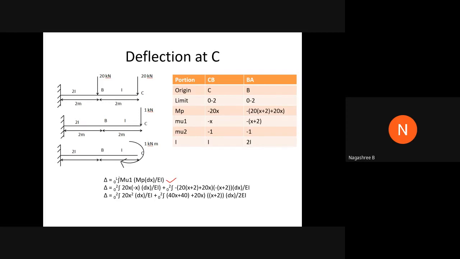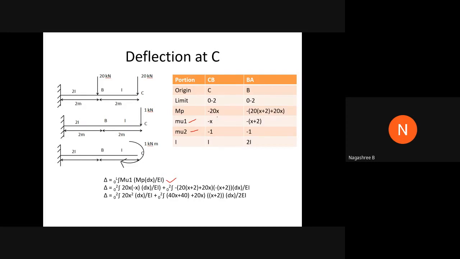But here Mu in particular will be equal to Mu1. Why? Because we have taken that for only the deflection. The Mu2 is only for the slope. So therefore we need to take it as Mu1 into Mp into dx divided by EI.